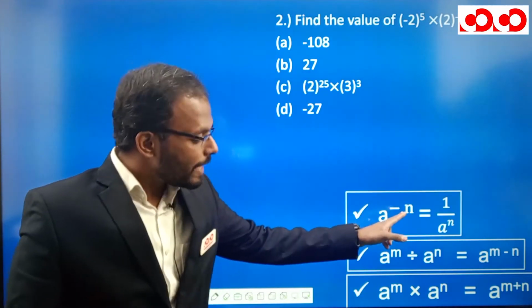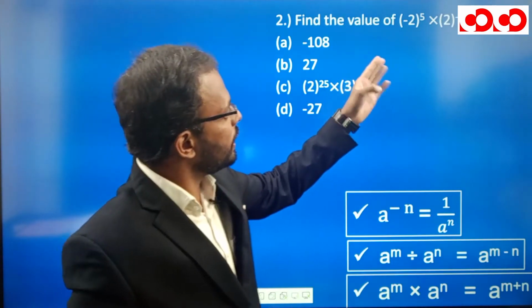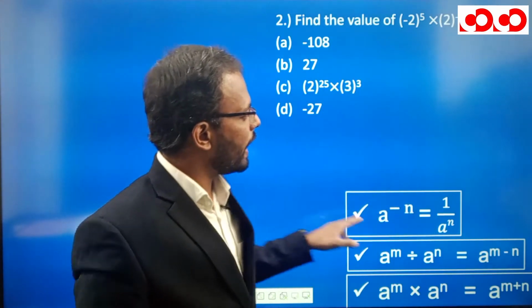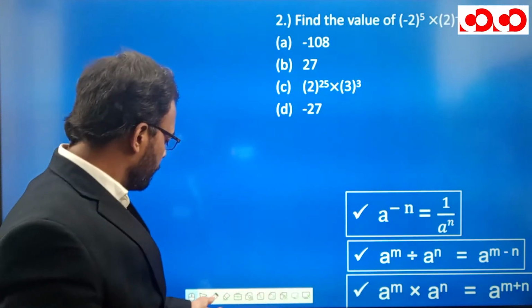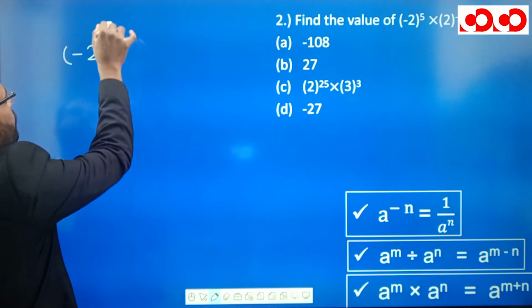A to the power of minus n is 1 by a to the power n. So if the power is minus 5, you can see it will come down and it will be a to the power n. So let's try to solve this problem. Now see, the first number is (minus 2) to the power of 5. What is it?